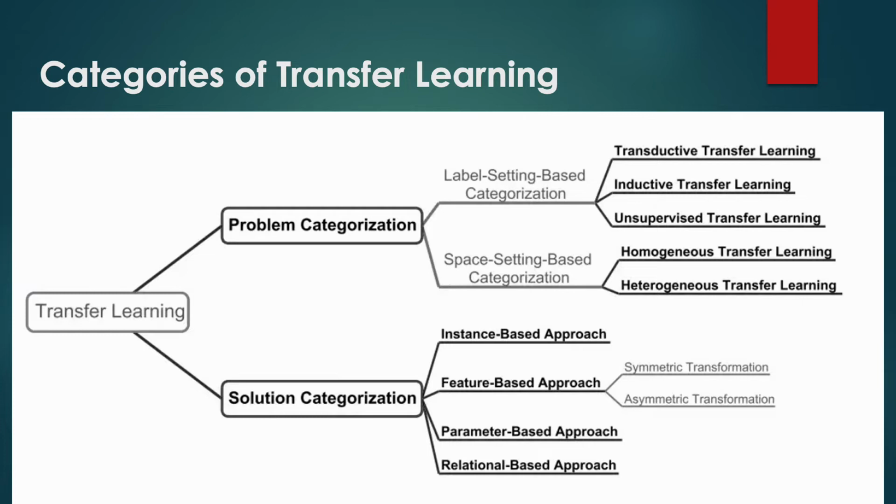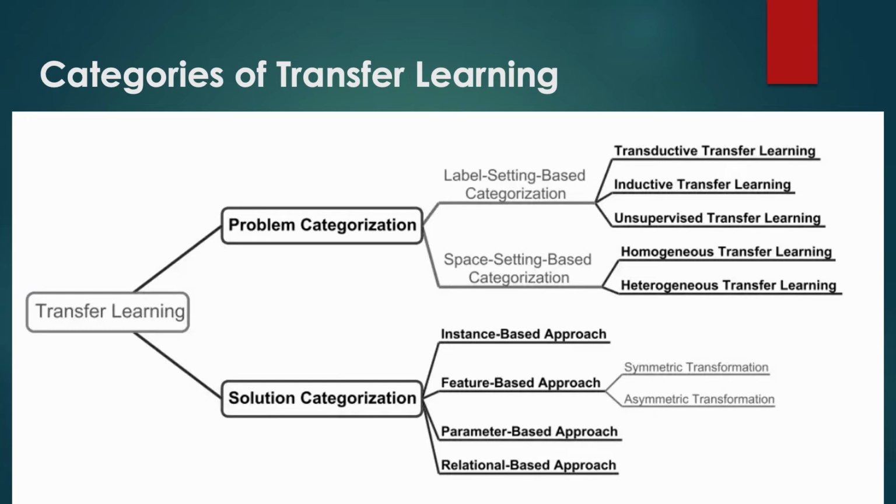These are the categories of transfer learning. In transfer learning, there is a categorization of problems as well as solutions. In problem categorization, we have label setting based categorization that further is of three types. First one is transductive transfer learning. It deals with the problems where label information is obtained only from the source domain.